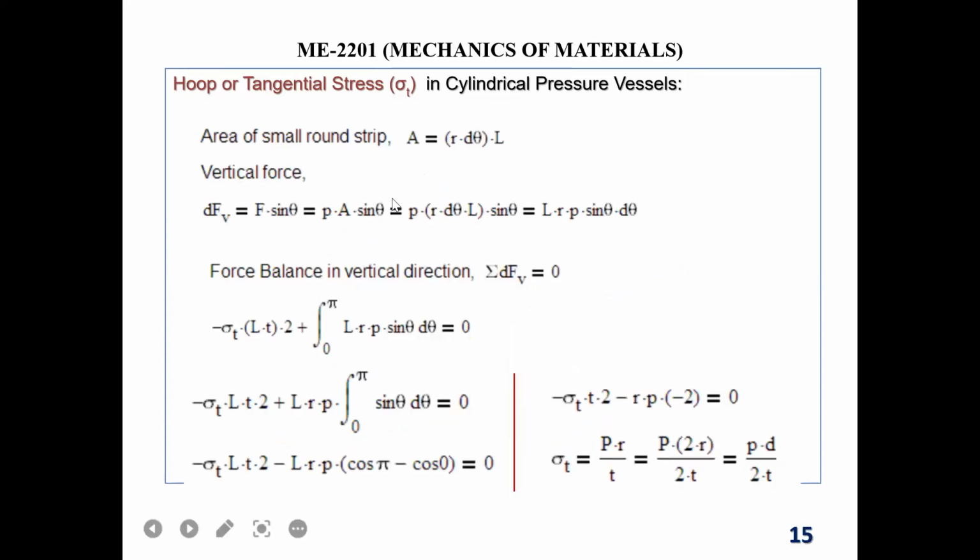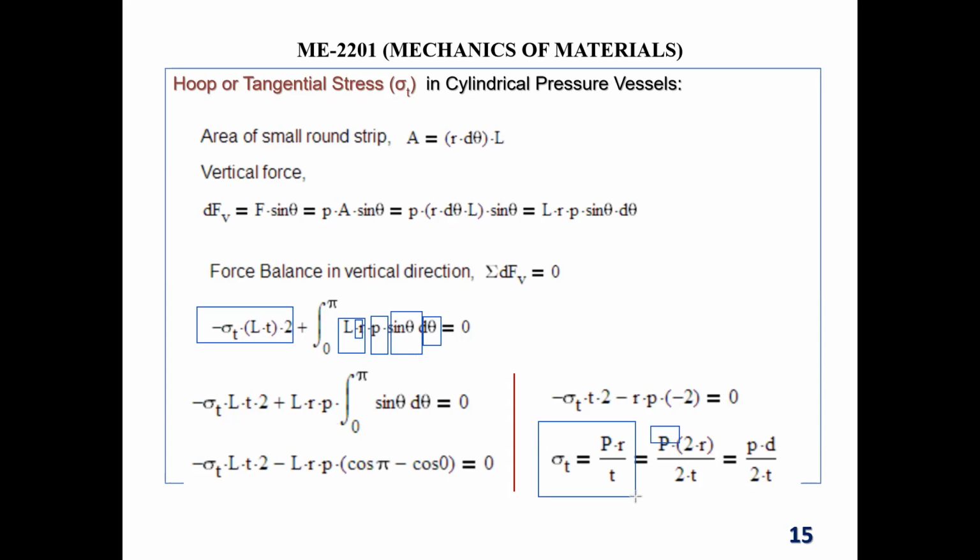That I just show again over here. How to figure out the dF equal to this, and then you say summation of dF equal to 0. This is the downward force working through the wall thickness: 2 into sigma T, L is the length, T is the thickness of the wall. Then R d theta is the width of the strip, into L, that is the area. You multiply by the P, you get force, and you add sin theta for the vertical component. Then you just do the integration and simplify. Finally, we get this equation: sigma T equal to PR by T.